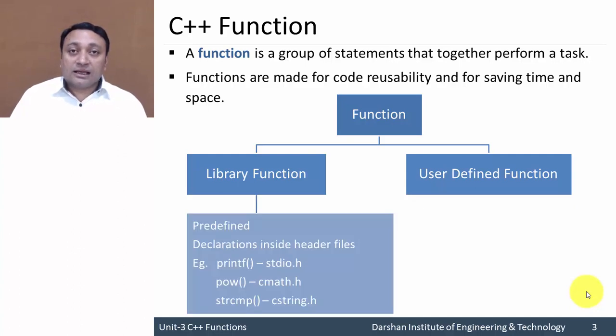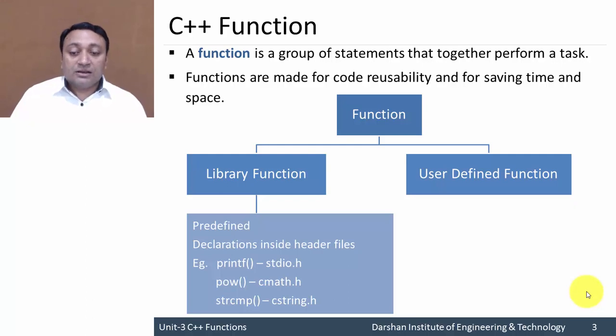Library functions are predefined and declared inside header files. Let us take an example. In C language programs, you have repeatedly used the printf function. The specific task of printf is to print whatever you write in between double quotes. So that is declared in stdio.h. So if you want to use the printf function in your program, then you need to include stdio.h at the beginning of your program. Same way, the power function, for that in C++ you need to include cmath.